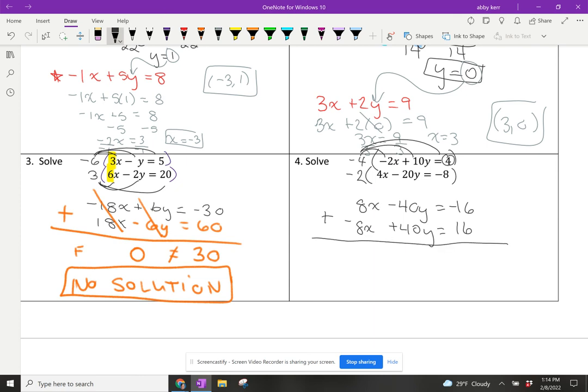Now this becomes a big adding problem. 8x plus negative 8x goes away. Negative 40y plus 40y goes away. They eliminate. But notice what happens here. Negative 16 plus 16 also goes away. This represents a true statement. A true statement leads us to the conclusion that the answer is infinitely many solutions.